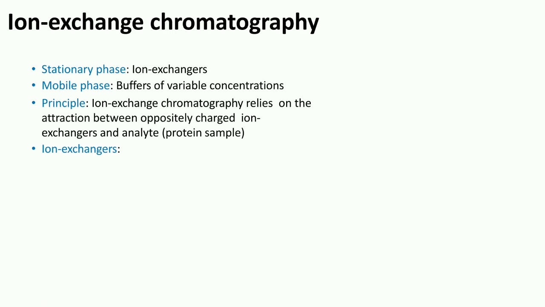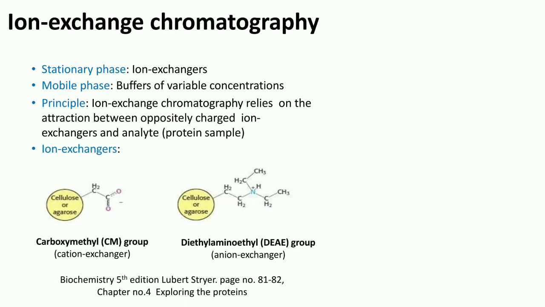Now let us see the most commonly used material for ion exchange chromatography. They are mainly synthetically prepared and are derivatives of cellulose. As I mentioned earlier, there are basically 2 types of exchangers, a cation exchanger and an anion exchanger. The most commonly used cation exchanger is the carboxymethyl group, whereas the most commonly used anion exchanger is the DEAE group, or the diethylaminoethyl group.